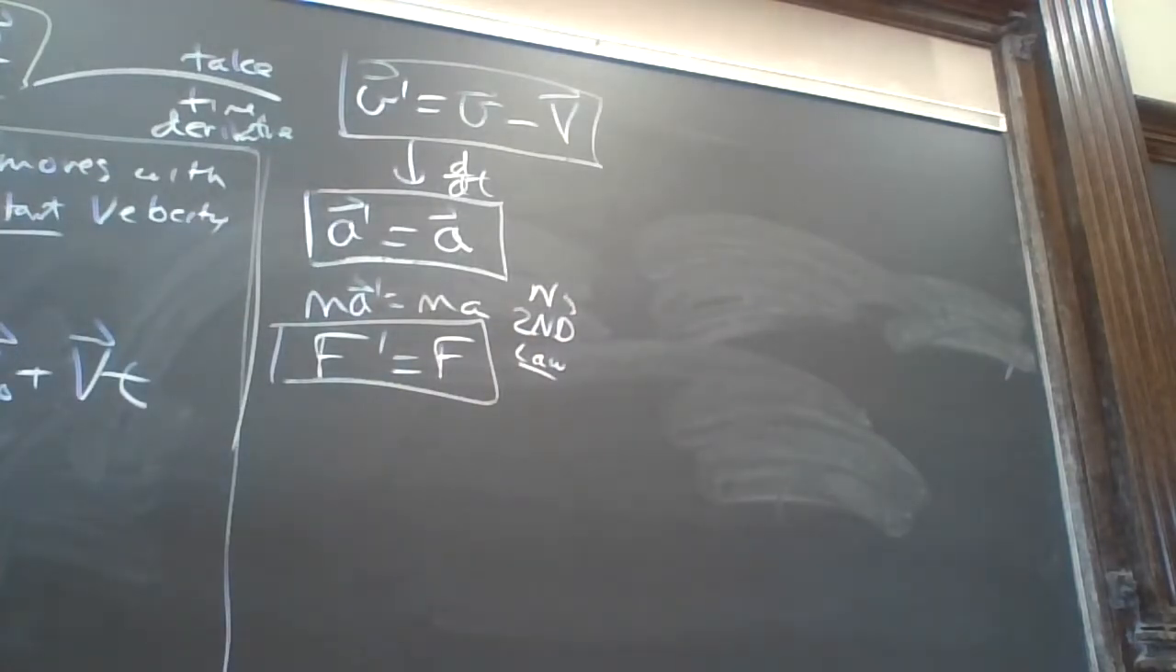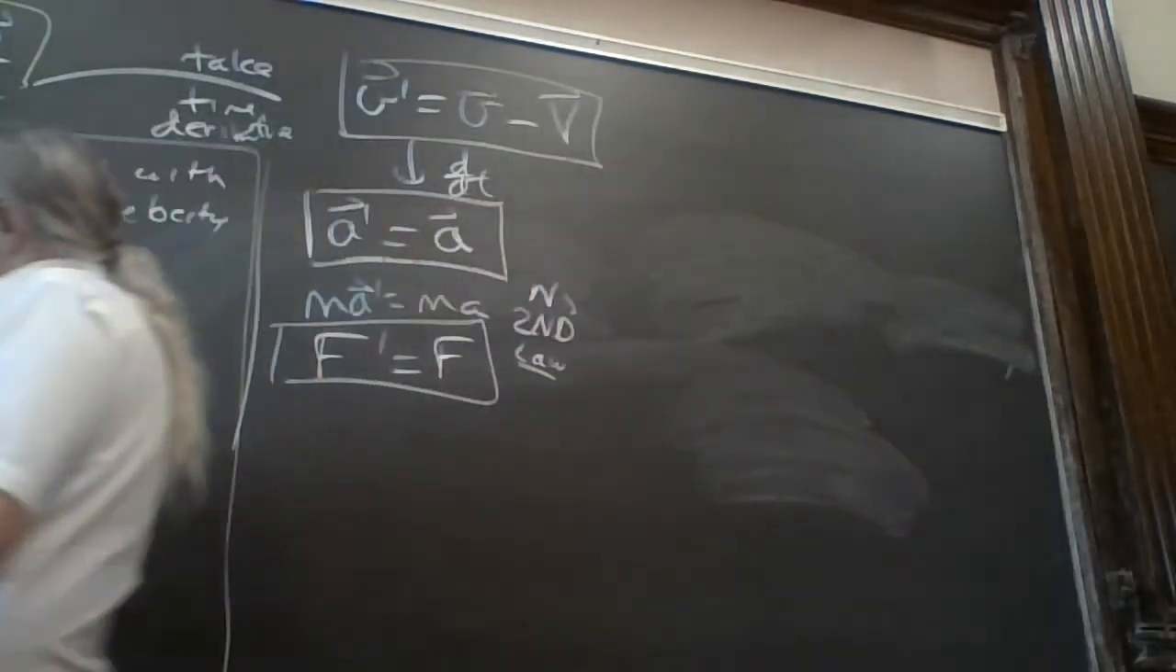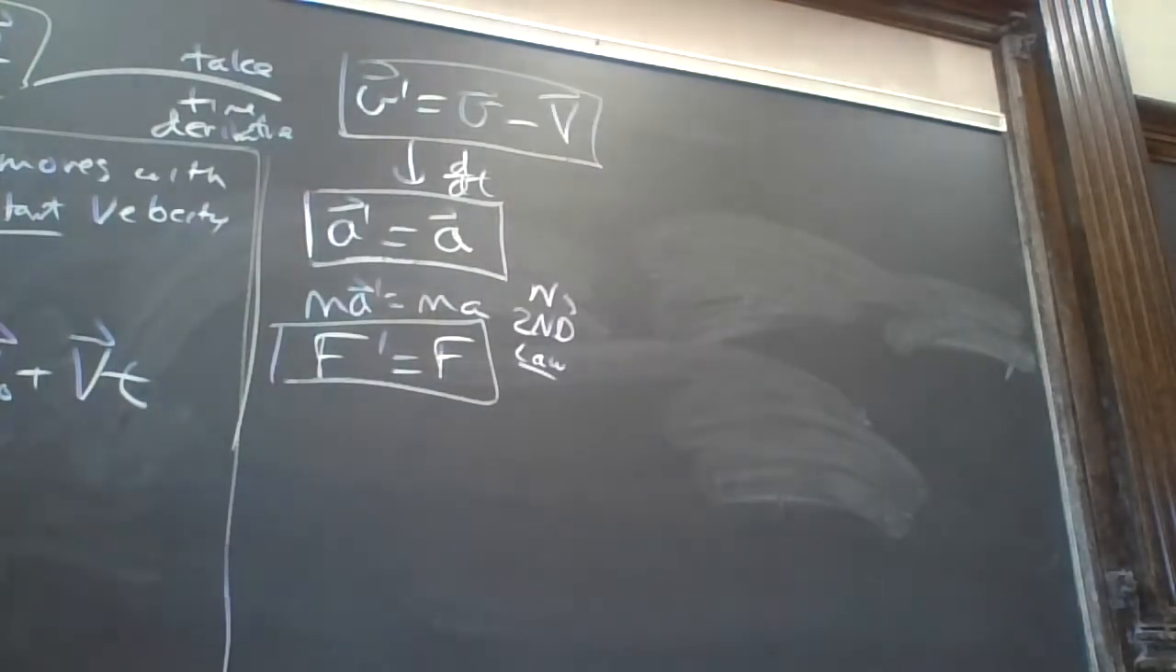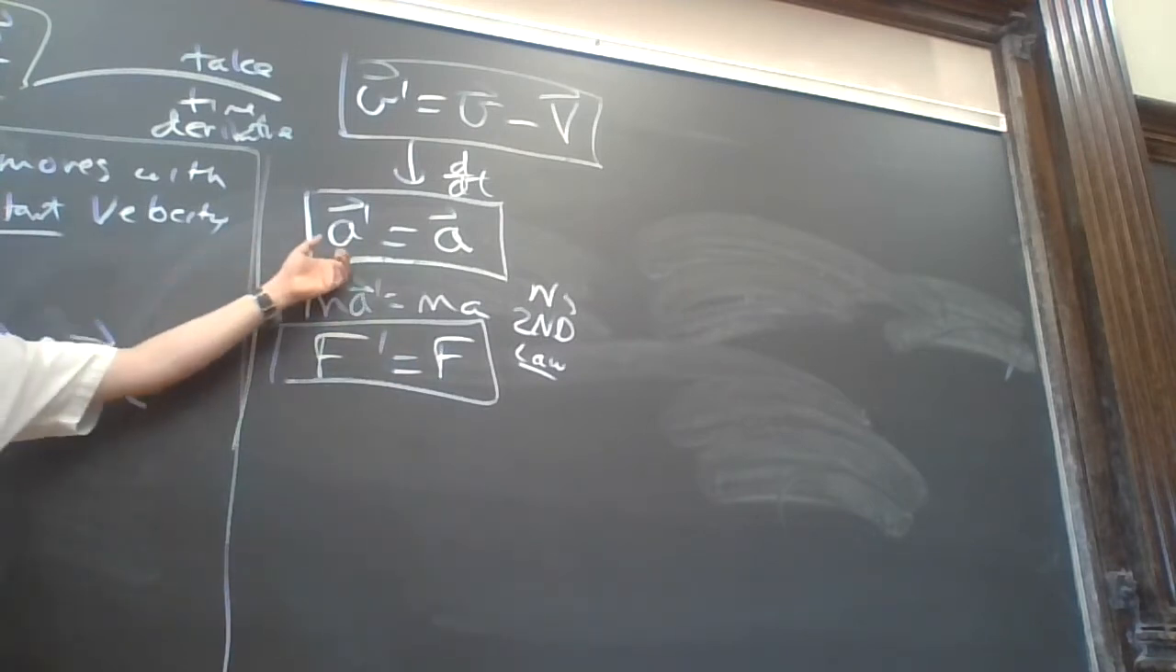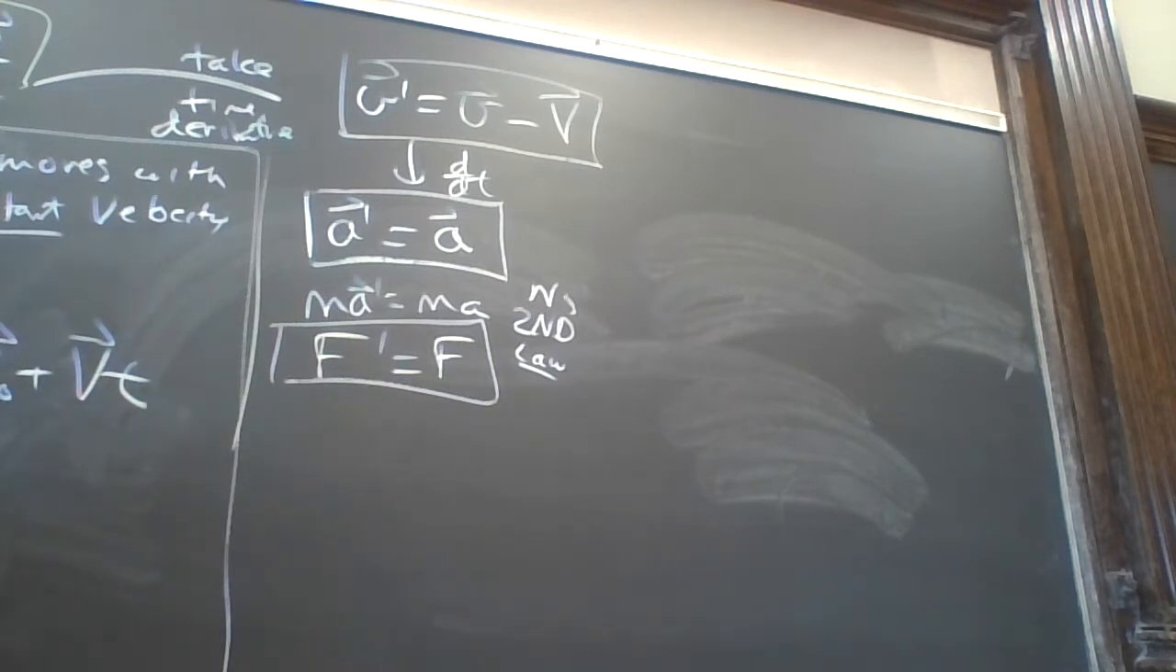Okay, so this is the nature of relativity in classical mechanics, in Newtonian mechanics. To go from one reference frame to another, you basically do a subtraction, and then you take the derivatives, and you will find that the accelerations are the same, and therefore quantities that depend on the acceleration are invariant.